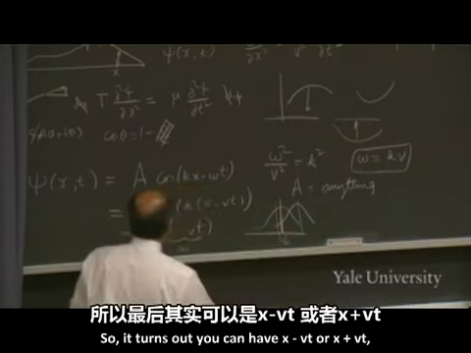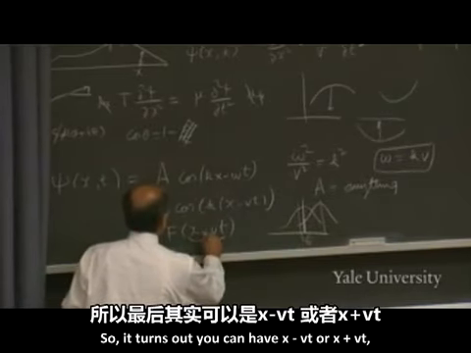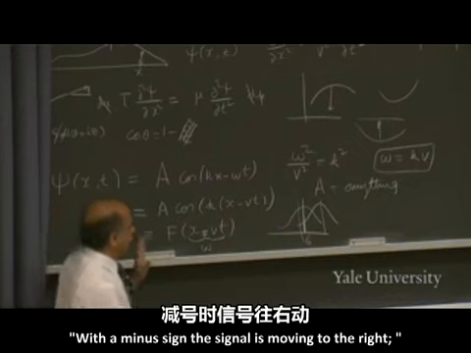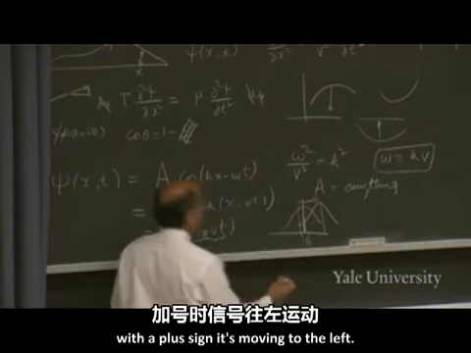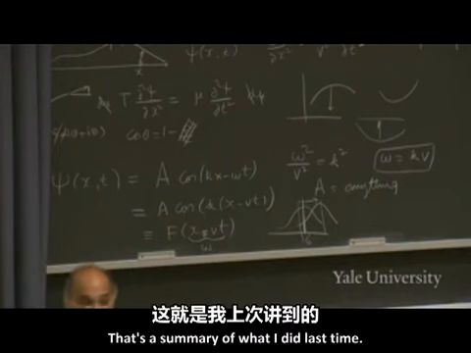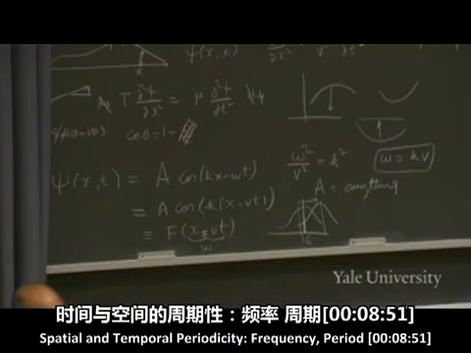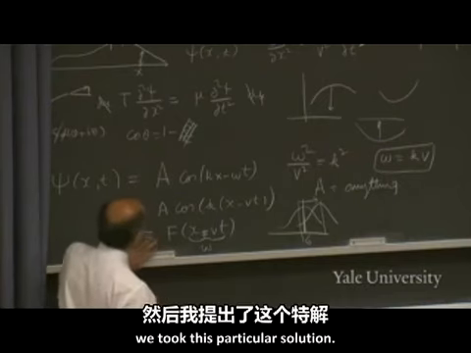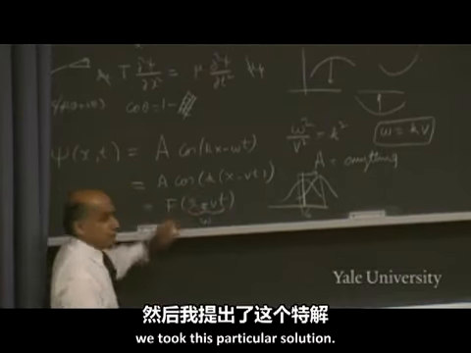So it turns out you can have x minus vt or x plus vt. They're both solutions to the wave equation. With a minus sign, the signal is moving to the right. With a plus sign, it's moving to the left. That's a summary of what I did last time. So last time we derived the wave equation. We took this particular solution.